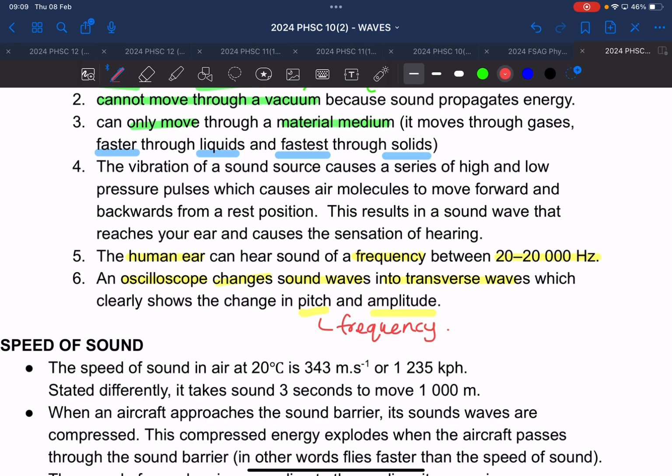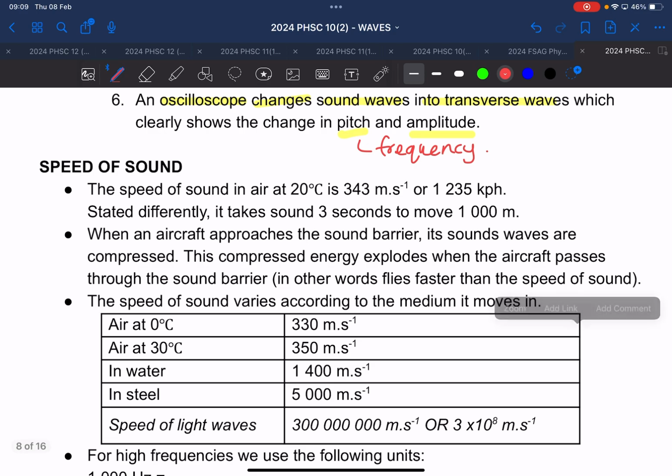Alright, so pitch is another word for frequency. And we're going to speak about pitch a bit later. Alright, then speed of sound. The speed of sound in air at 20 degrees Celsius in normal air is 343 meters per second. Okay, another way of saying that is it takes 3 seconds to move 1,000 meters or 1 kilometer.